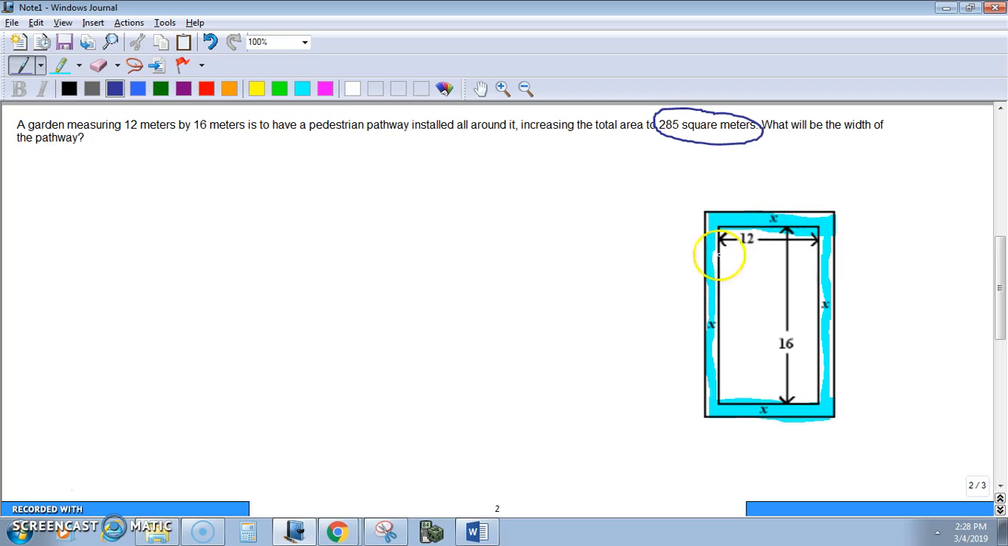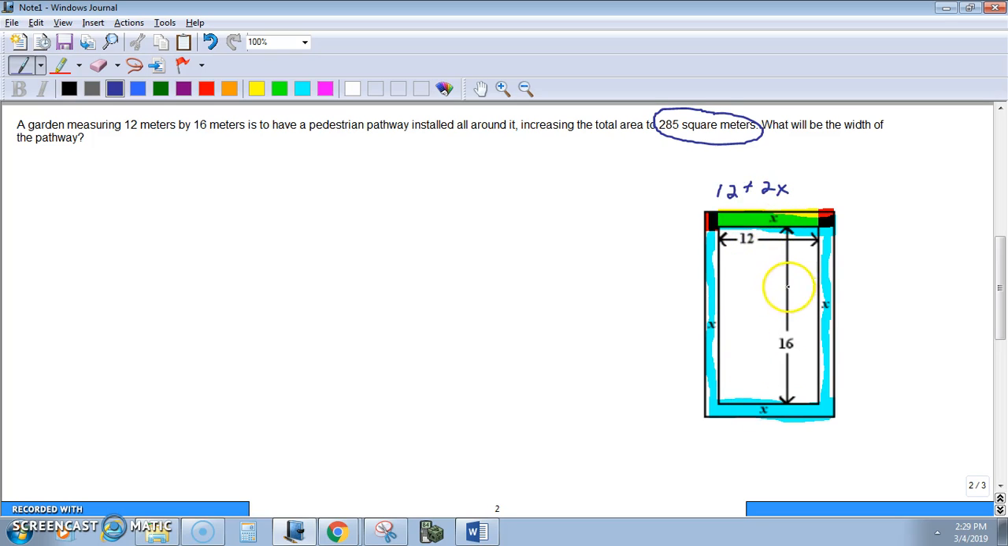And what this question wants you to see is, now I'm going to go over this blue. If we look at the new width, we know from here to here is 12, and then we have this from here to here, which we know is x, and this from here to here, which we also know is x. So we're going to call our new width, because it's the shorter side, 12 plus 2x.